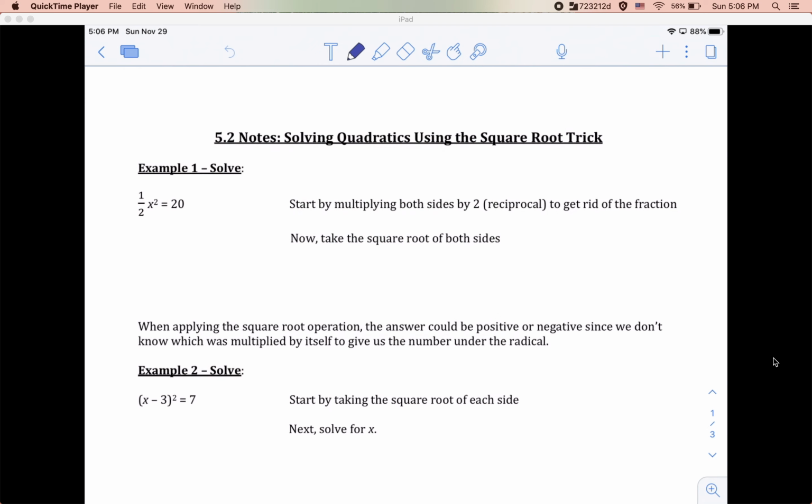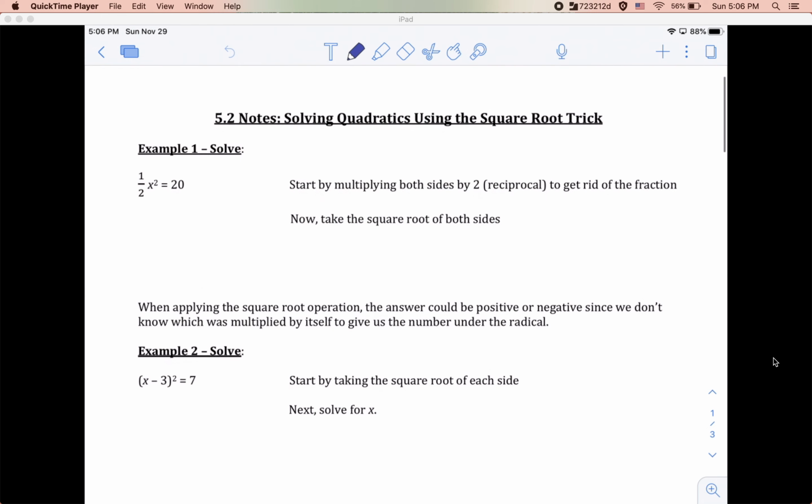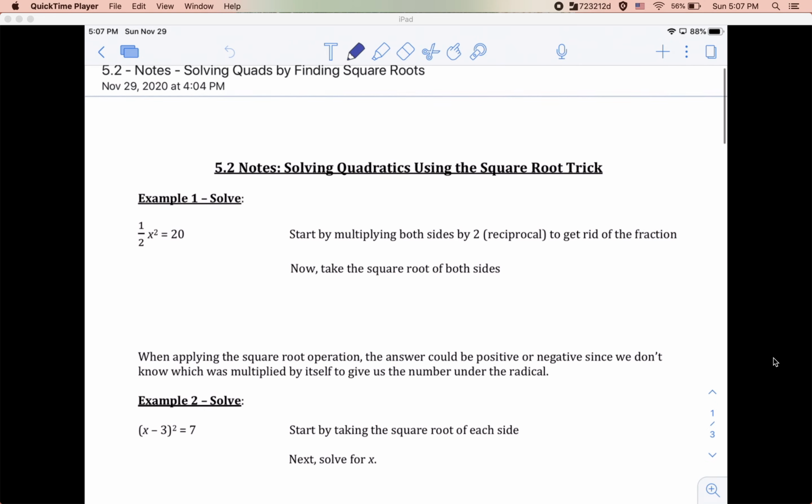For 5.2 notes today on solving quadratics using square roots, we're going to basically build off of two of our previous concepts. One is just simply solving by reversing PEMDAS, doing the inverse order of operations. Quick, gentle reminder.